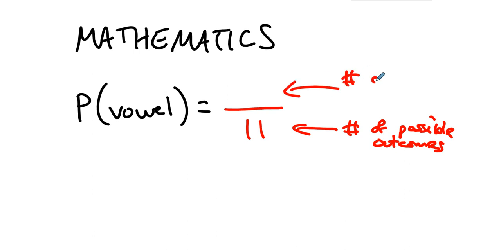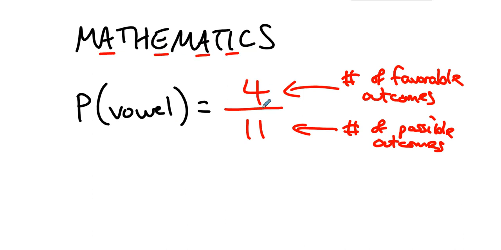So up here, we put the number of favorable outcomes. And the number of favorable outcomes are the number of vowels in mathematics. 1, 2, 3, 4. 4 over 11. The probability is 4 over 11.